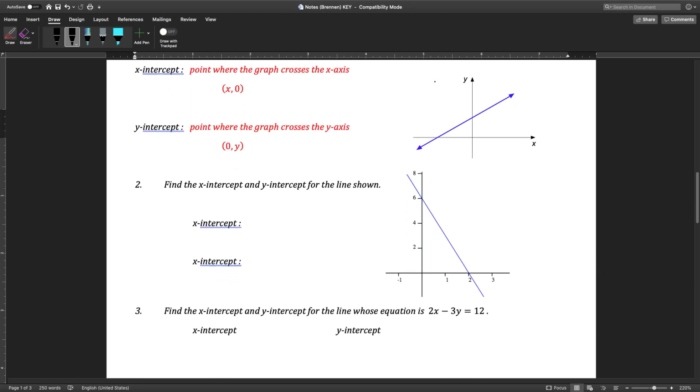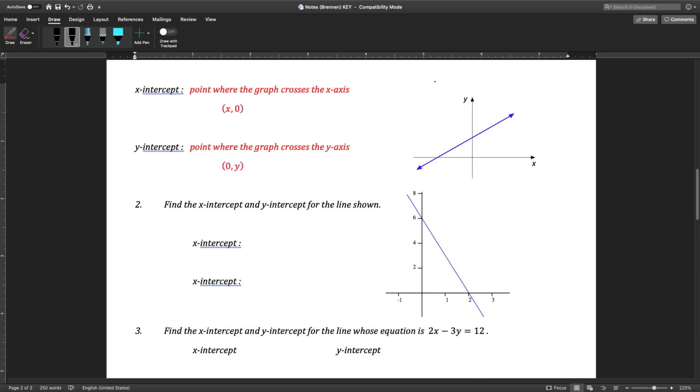So when we go down here, we're going to talk about x-intercepts and y-intercepts on the next page. An x-intercept is where the graph crosses the x-axis. Okay? This is where it'll cross the x-axis. It's always x comma 0. The second one is where it'll cross the y-axis, and that is this point right here. It's always 0 comma y.